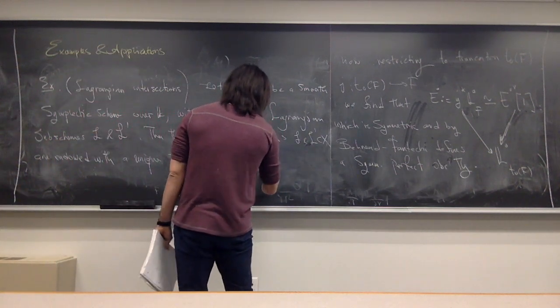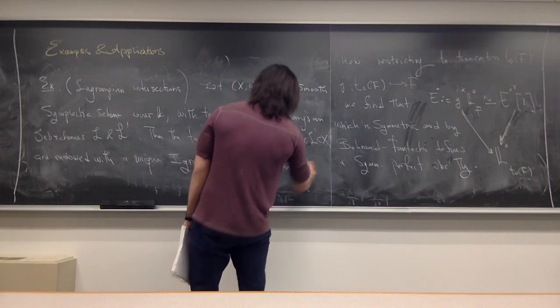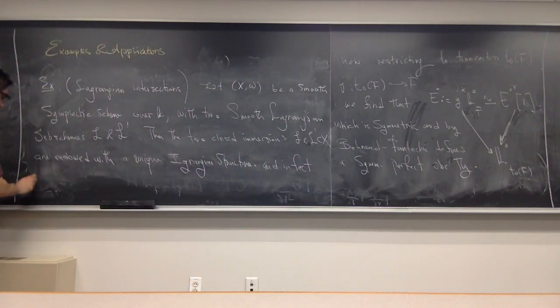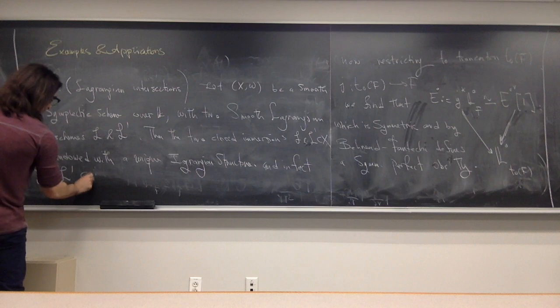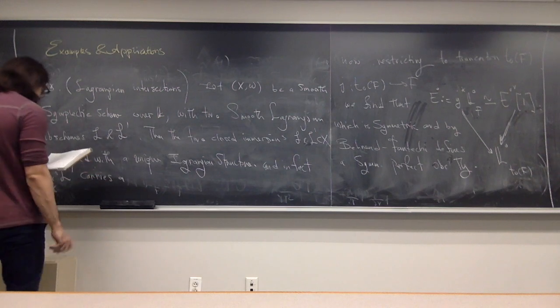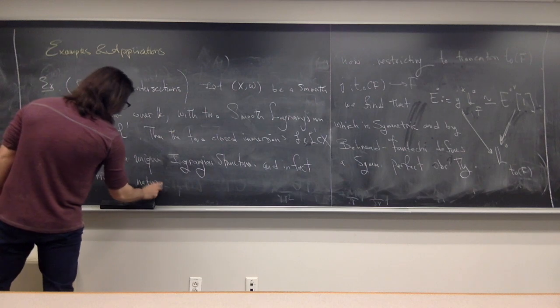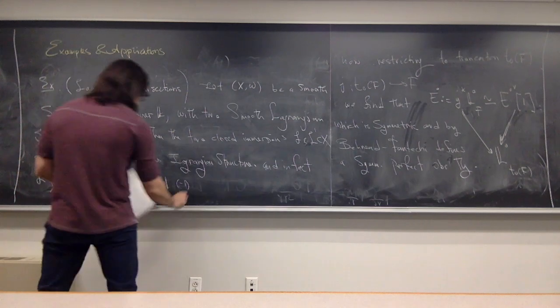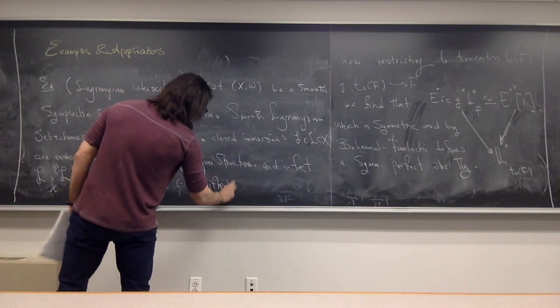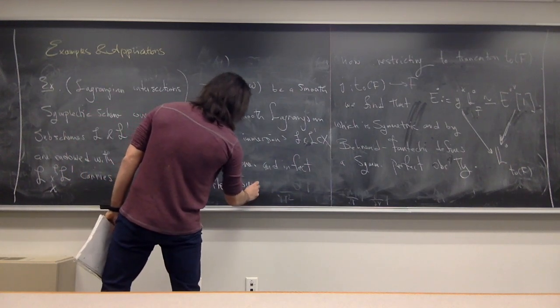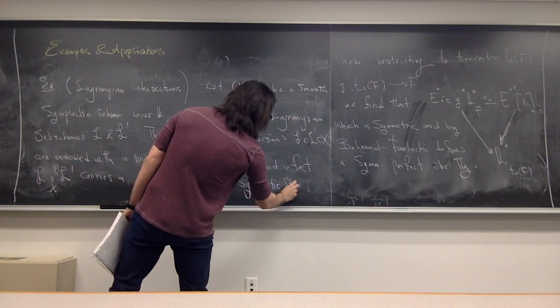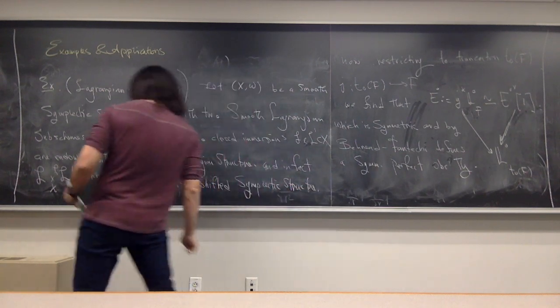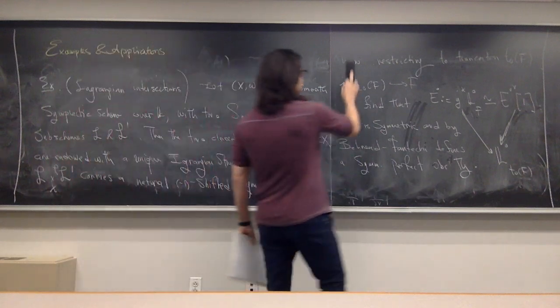And in fact, you can look at the homotopy fiber product of the two Lagrangians on X via these embedding maps or these immersions, which carries a natural minus one shifted symplectic structure. Sorry, I'm a little confused.